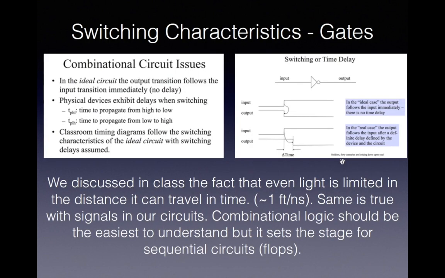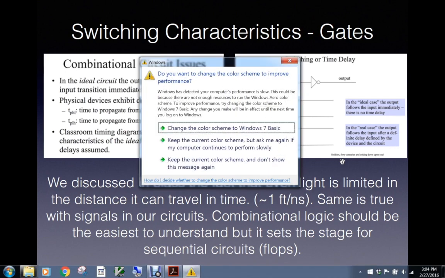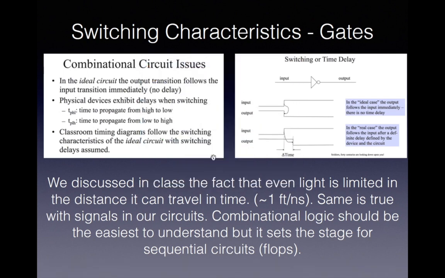The switching characteristics with the gates, fairly straightforward. This is more addressed to the 360 students. But what I want to make sure is that we all understand that when we're modeling for simulation, we use ideal circuits. So what that means is that when we run the simulator, you can use a gate of any sort. It'll switch immediately once the input switches.